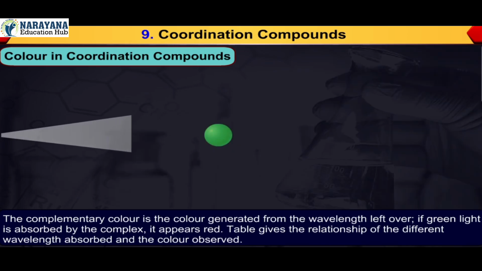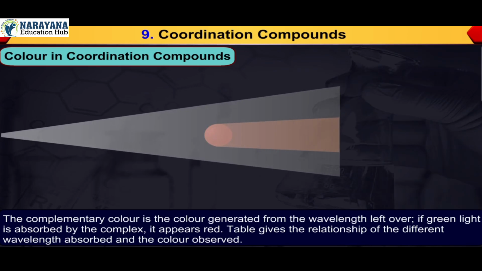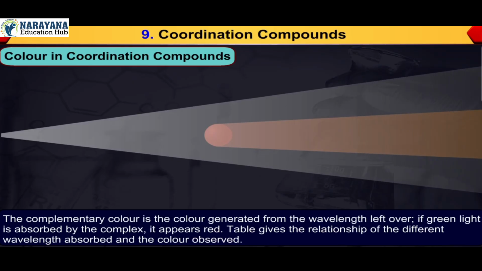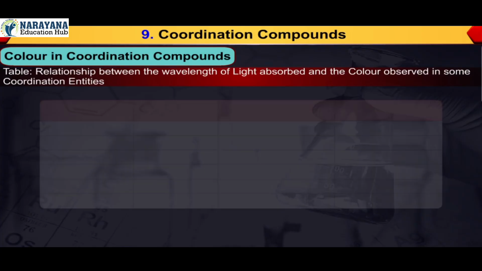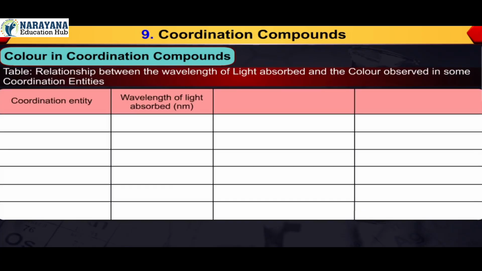If green light is absorbed by the complex, it appears red. Table gives the relationship of the different wavelength absorbed and the color observed. Table: relationship between the wavelength of light absorbed and the color observed in some coordination entity. Wavelength of light absorbed, in nanometer. Color of light absorbed. Color of coordination entity.